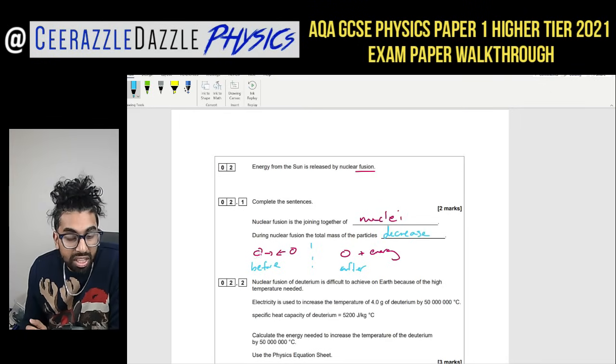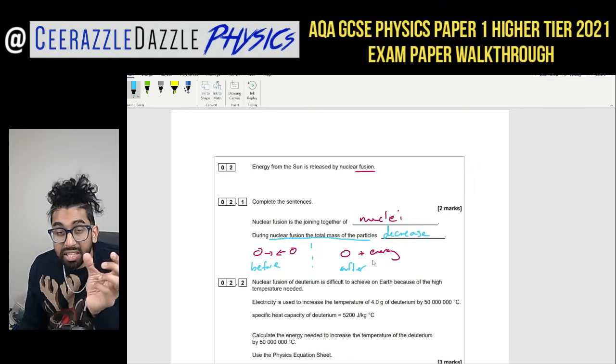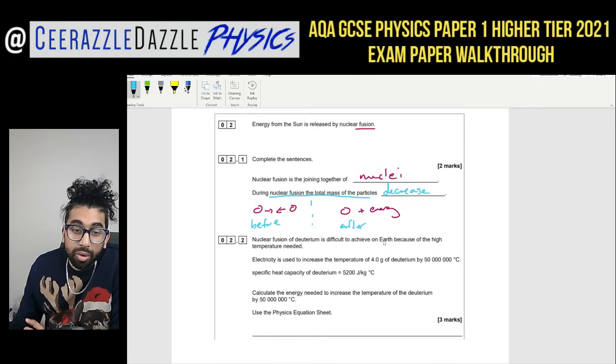Because at the start, these two have masses, and afterwards they fuse. Yes, this has a mass, but it will be less than beforehand, because some of the mass has been converted into energy. Hence why during nuclear fusion, the total mass of the particles decreases, because some of the mass has been converted into energy. That's the reason why. Okay, now next one.